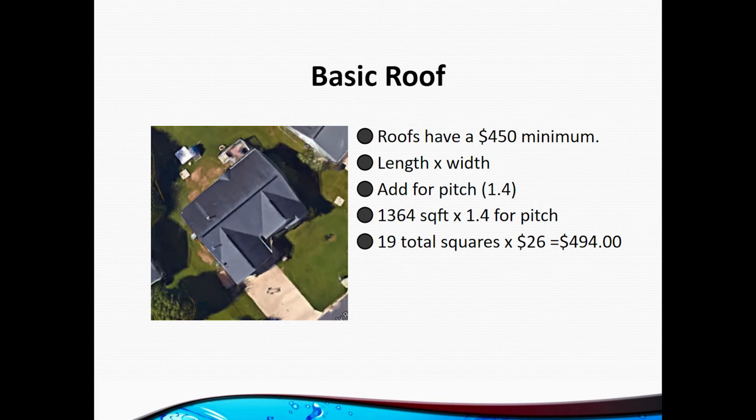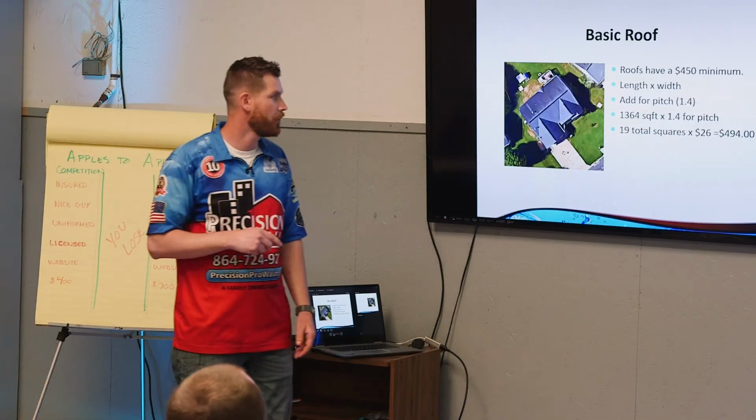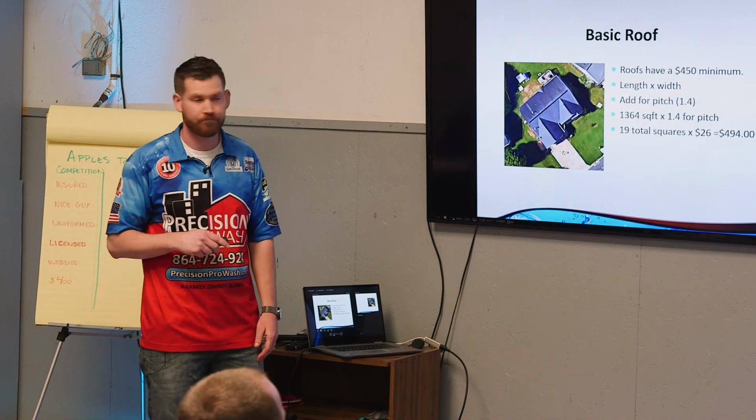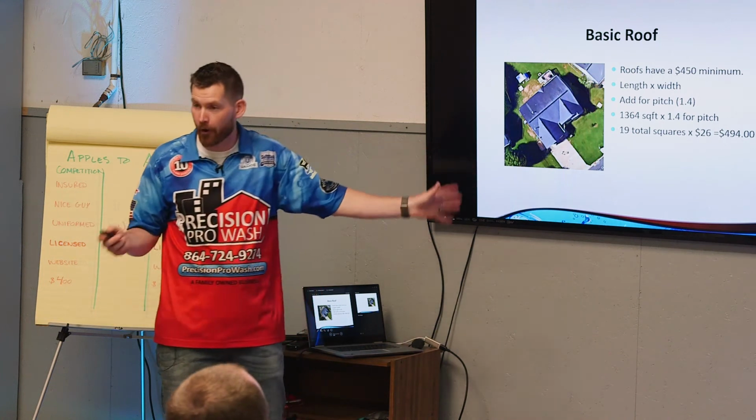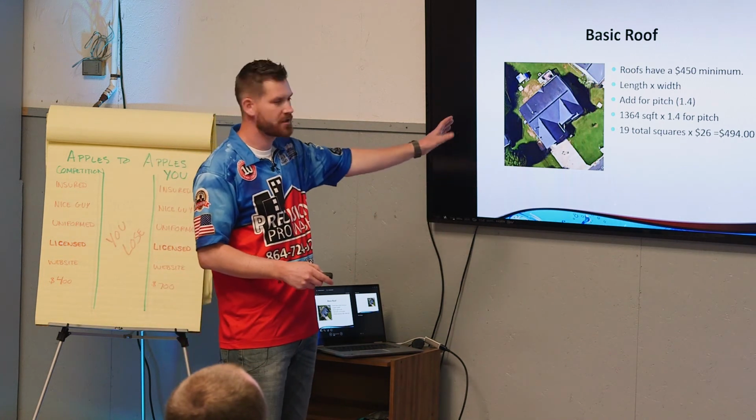So that 1364 square foot times 1.4 for pitch comes to 19 total squares at $26 a square, which comes to $494. So it hits our minimum, right? This is a very small house in comparison to what our target market is, but this was an easy one to measure just for measuring purposes.